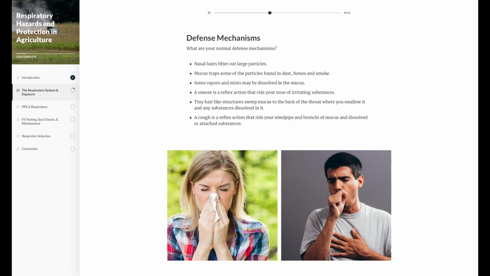A sneeze is a reflex action that rids your nose of irritating substances. Tiny hair-like structures sweep mucus to the back of the throat where you swallow it and any substances dissolved in it. A cough is a reflex action that rids your windpipe and bronchi of mucus and dissolved or attached substances.